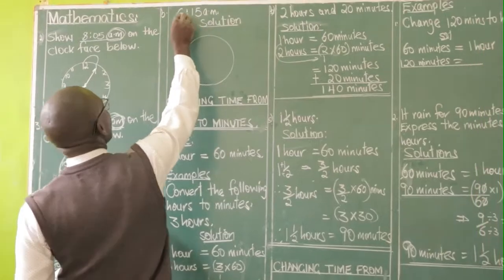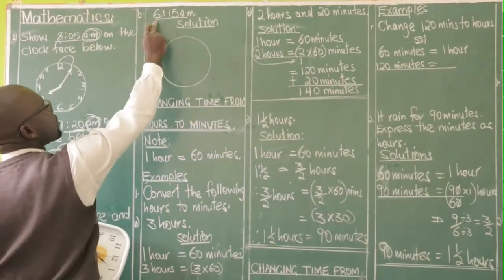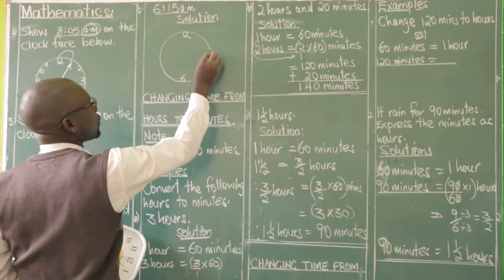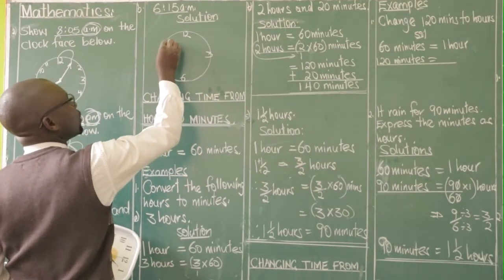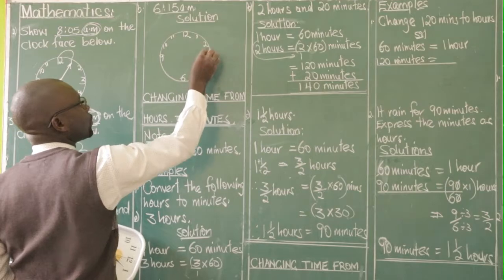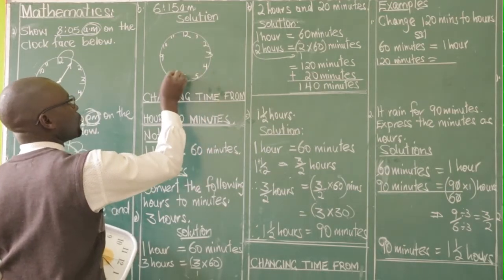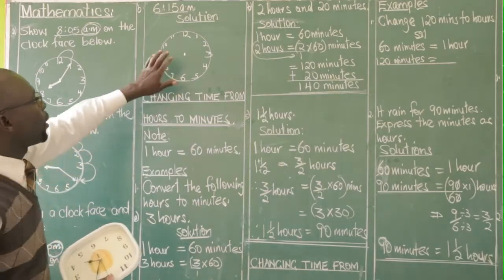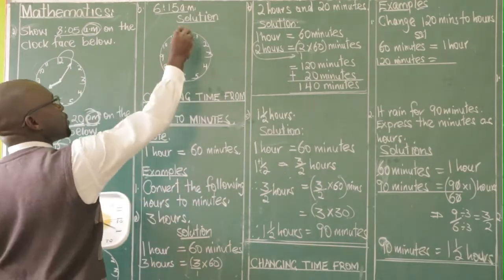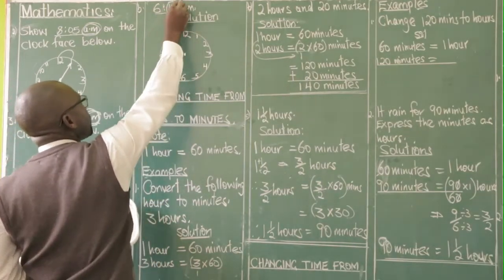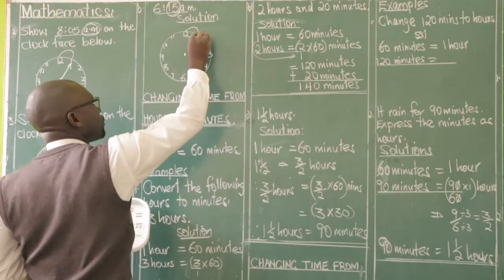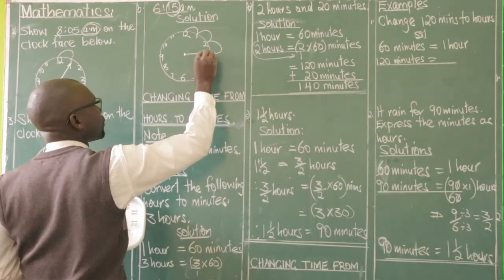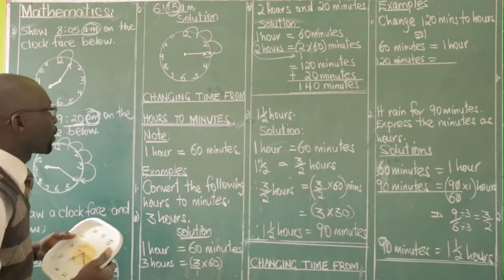We have example part B of showing 6:15 a.m. So we shall have our 12, 6, 3, 9, 10, 11, 1, 2, 4, 5, 7, 8. That's the center of the hands. So for 15 minutes, we first have to look at the minutes. So we shall say 5, 10, 15. So the minute hand will come and point at 3.